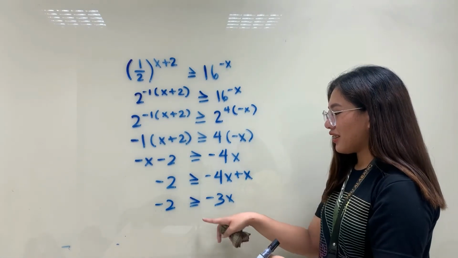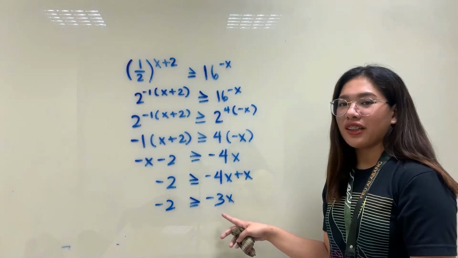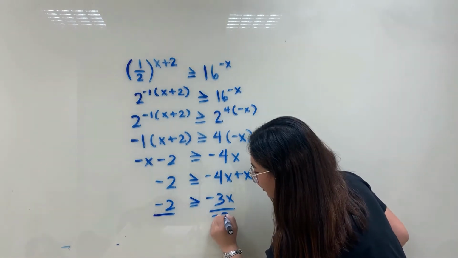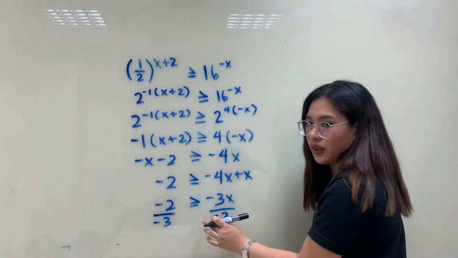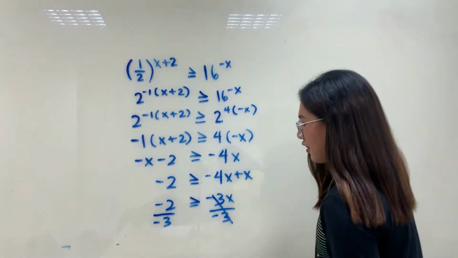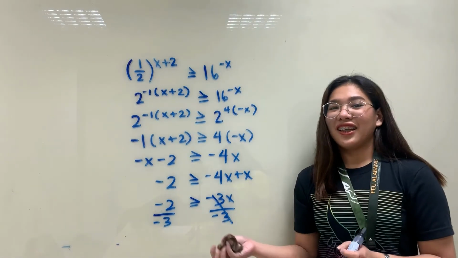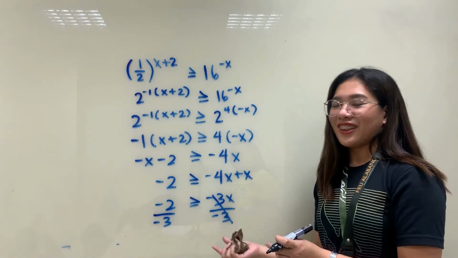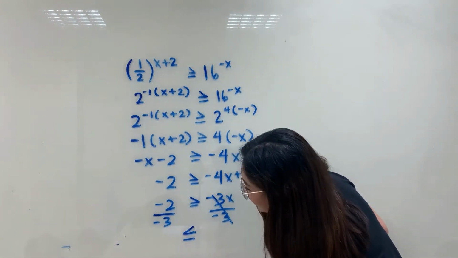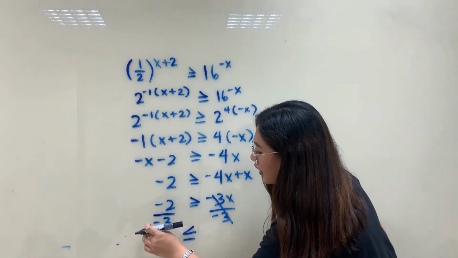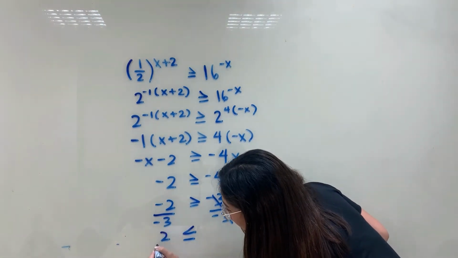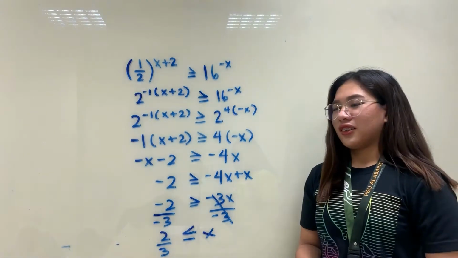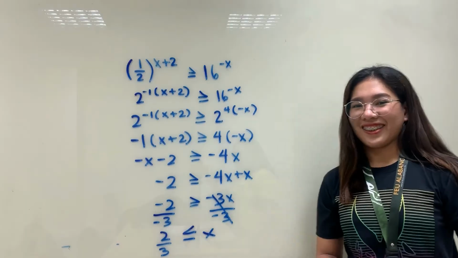Now, we should eliminate the negative 3 here because we should have only x. And we should divide both sides by negative 3 to eliminate this one. After that, because we divided by a negative number, we should change the inequality symbol. There. And copy this. Since it's negative over negative, it will become positive. Over 3. Then x. Now we have the answer. 2 over 3 is less than or equal to x.